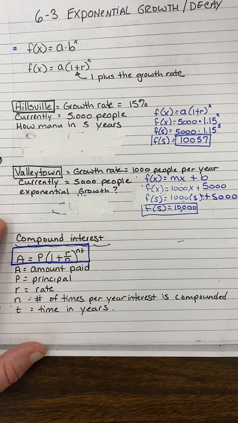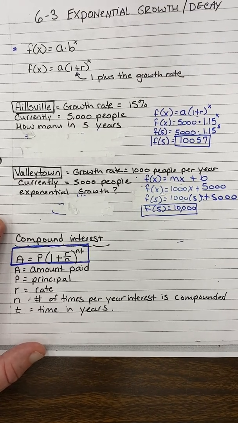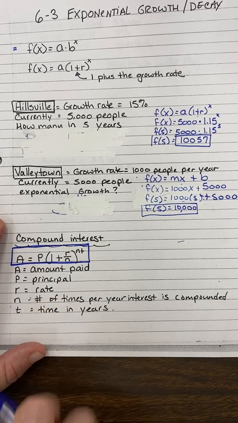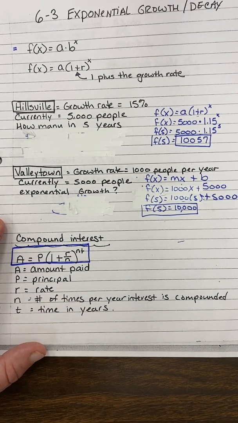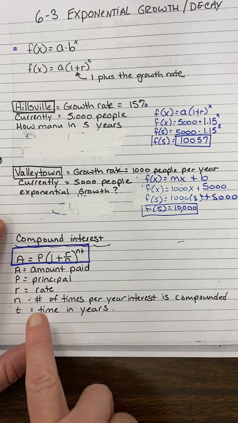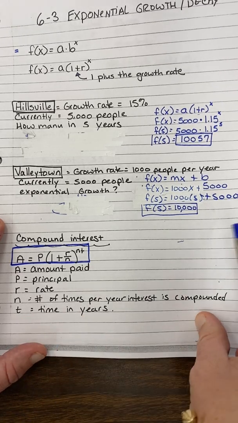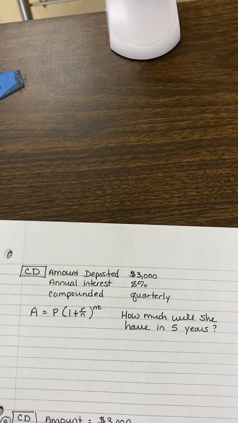So basically, let's say you have an account and I tell you it's being compounded yearly. You would put a 1 in there because it's how many times a year. If I say it's being compounded 4 times, it means they're going to recalculate everything 4 times during that year. All right, and then T is time in years. Okay, so we're going to do some problems because I know that's a little bit confusing.